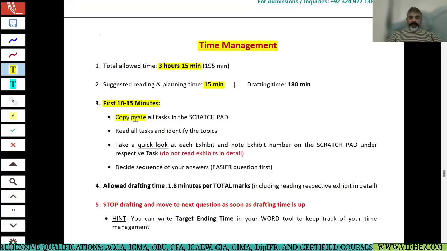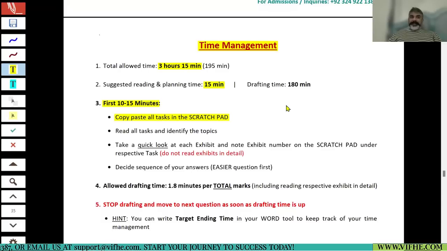The first thing is you will copy paste all tasks in the scratch pad. So on the CBE platform, there is a scratch pad given. So I want you to copy paste all the tasks on the scratch pad. Why do we need to copy all the tasks on the scratch pad? Any idea? Identify the topics. Yeah, very good.